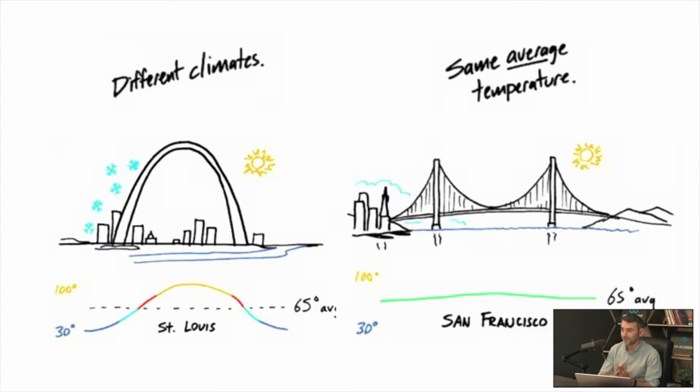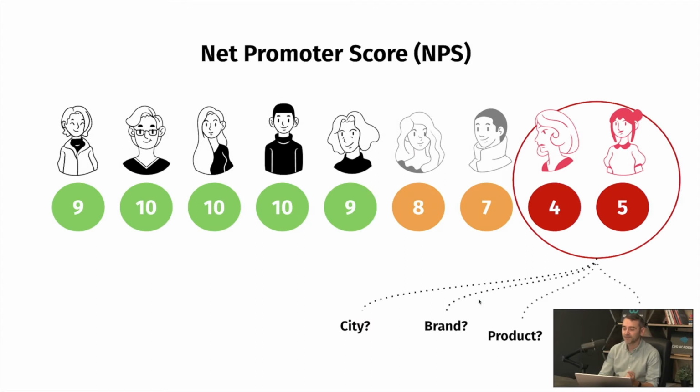Now, the problem with the NPS is that it's still an average. If you look at the differences between St. Louis and San Francisco, there is the same average temperature, like 30 degrees, but if you look at the distribution throughout the different seasons, then it's actually different to stay in St. Louis than to stay in San Francisco. That means you need to understand more things about the NPS. You need to go in depth, right?